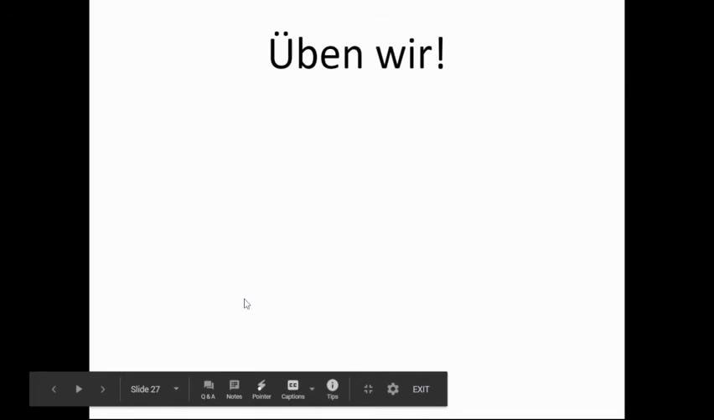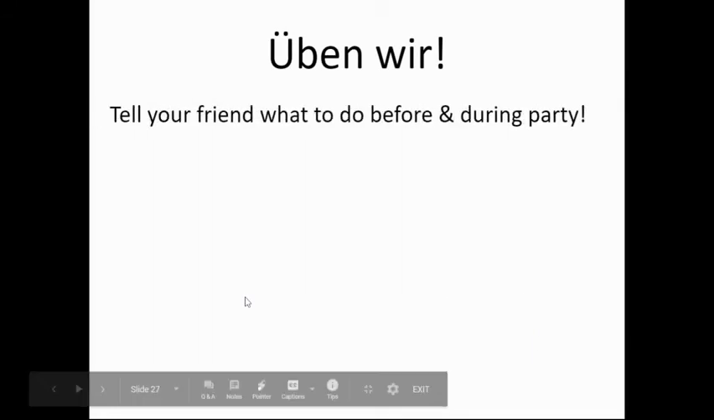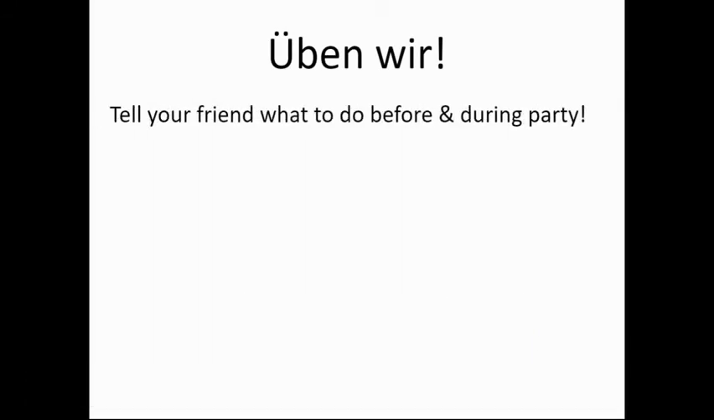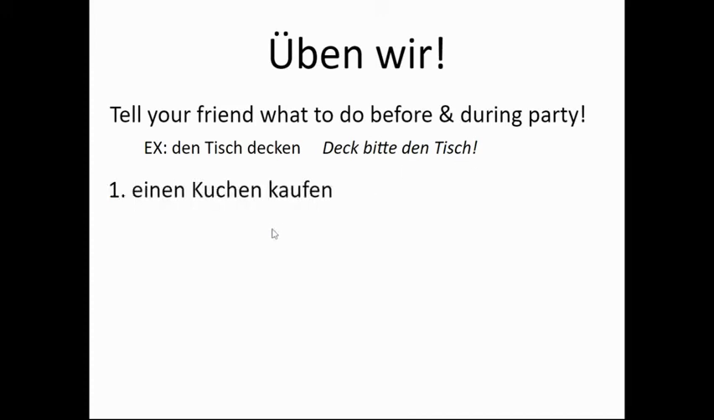All right, now we're ready for our practice. I want you to tell your friend what to do before and during the party, okay? So one person you're going to tell, hey, set the table. The verb is decken. And remember how to form the du command? We just take off the en. So it would be deck bitte den Tisch. Verb comes first. The subject is implied, okay? And then comes the predicate, the rest of the sentence. Bitte den Tisch, okay?